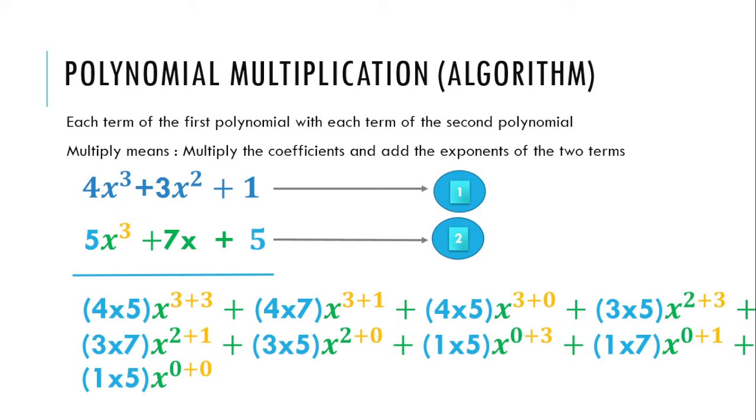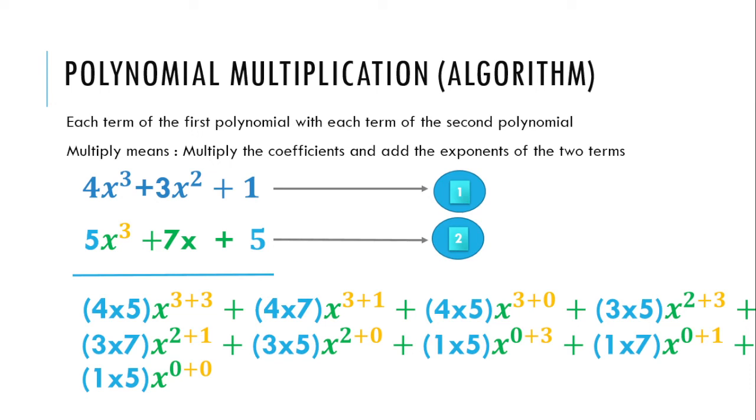Next, we are going to learn how to multiply two polynomials. What do we mean by multiplication of two polynomials? In this procedure, each term of the first polynomial will be multiplied with each term of the second polynomial. Multiply means that we multiply the coefficients and add the exponents of the two terms.